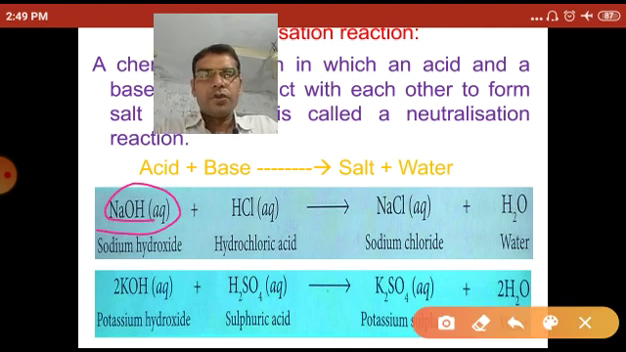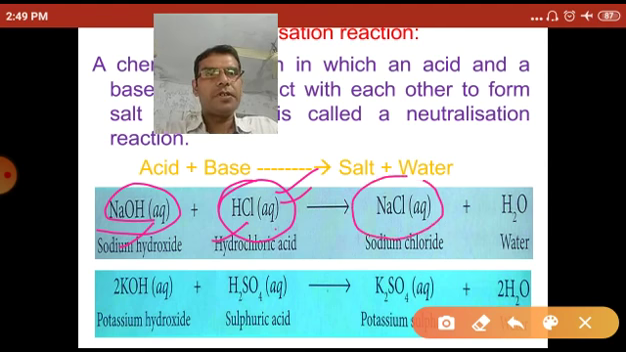Now sodium hydroxide, NaOH, is a base and hydrochloric acid, HCl, is an acid. So when the base and acid combine with each other, they form a salt, NaCl, and water. So this is a type of neutralization reaction.